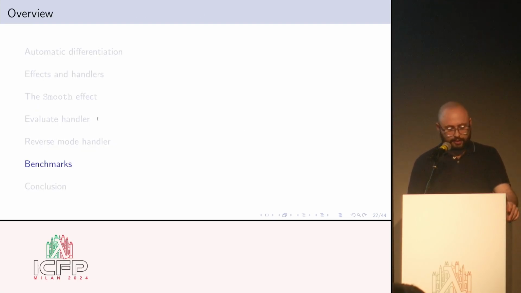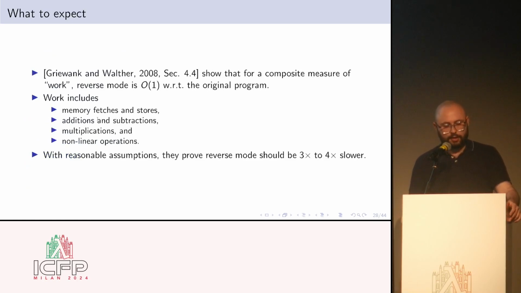So let's look at some benchmarks, but first, what should we expect? There's a great book on automatic differentiation by Griewank and Walther, and they show that for a composite measure of work, reverse mode is only a constant multiple slower than the original program. And indeed, their definition of work is quite nice. It involves memory fetches and stores, additions, subtractions, multiplications, and nonlinear operations like sine, cosine, exponentiation. And with reasonable assumptions, they prove that reverse mode should be somewhere between 3 and 4 times slower, depending on exactly what operations you're doing. So we ideally want to be only 4 times slower than the original program.